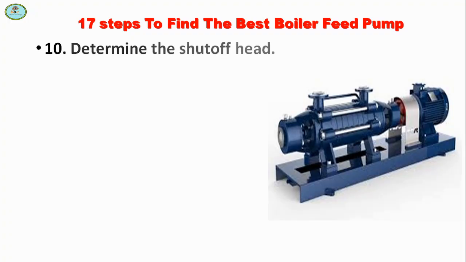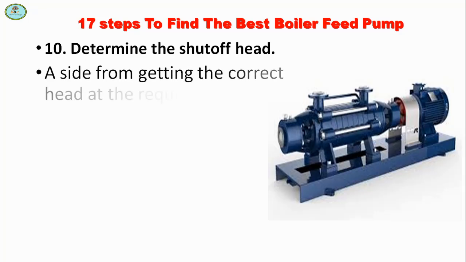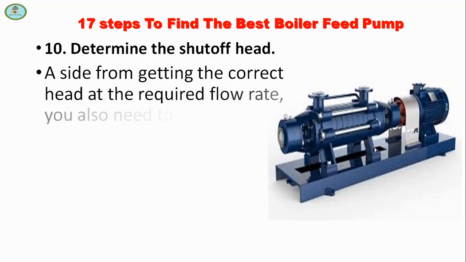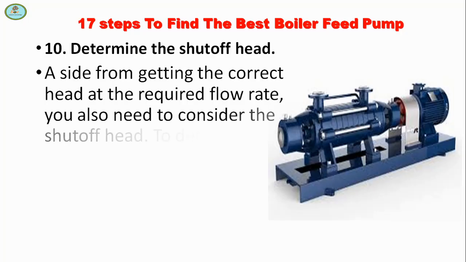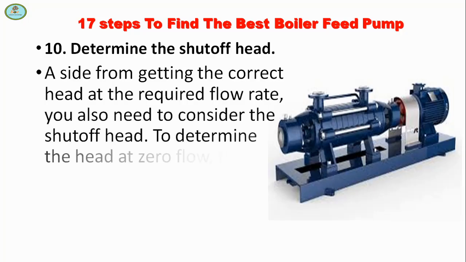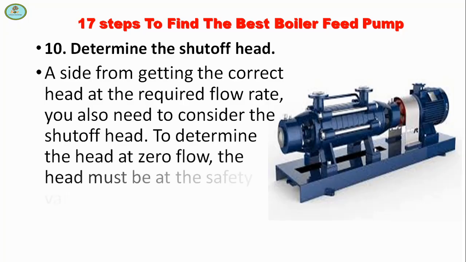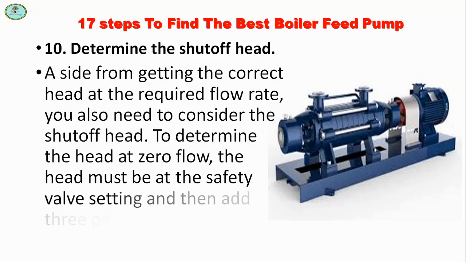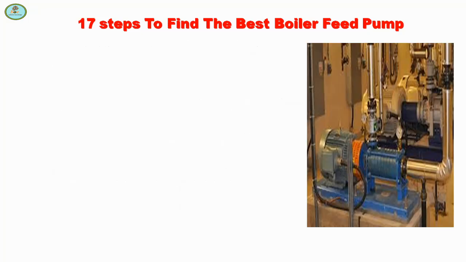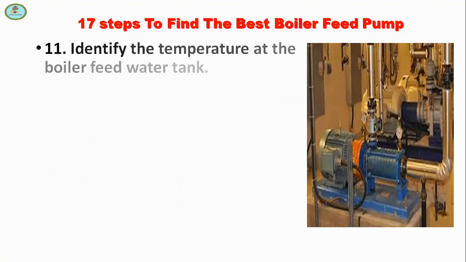Determining the shutoff head. Aside from getting the correct head at the required flow rate, you also need to consider the shutoff head. To determine the shutoff head at zero flow, the head must be at the safety valve setting and then add 3%. Next is to identify the temperature at the boiler feed water tank.